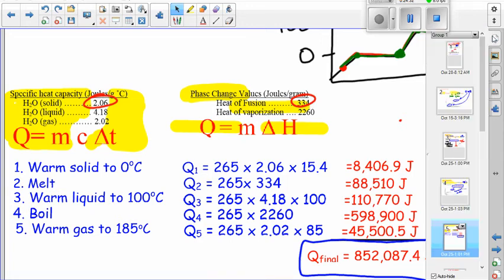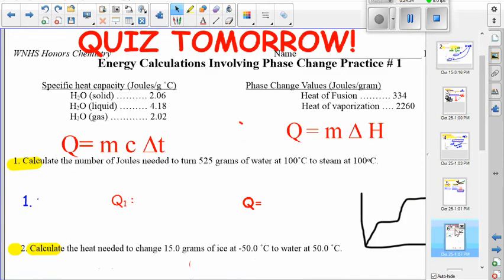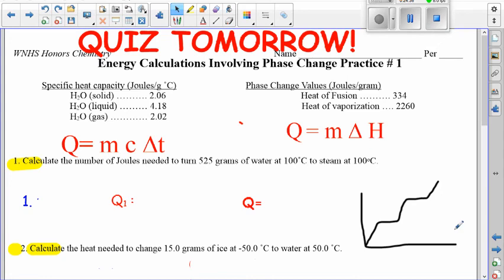Okay. Now we can transition over to the energy calculations involving phase change practice number 1. It's in your packet. Make sure you start with practice number 1 and not bell work number 1. The titles look very similar. So it's energy calculations involving phase change practice number 1. You'll notice at the top you have that beautiful little chart with all the numbers. You will always be given this little chart with all the numbers. It doesn't tell you which equation you're using, like the Q equals MC delta T, that kind of thing. You need to know that. But these numbers will always be provided.